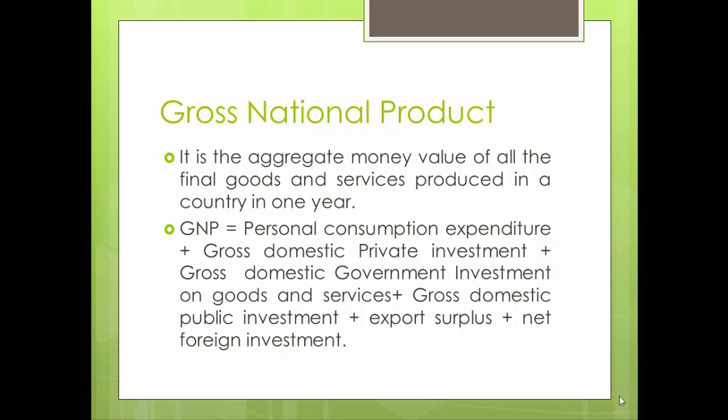In order to calculate the money value of goods, only final goods are taken into account. For example, shoes, wheat, rice, etc. As for services, for example, doctor, teacher, engineer, etc., they are always performed in their final form. Thus, their money value is straightaway added with the money value of final goods in measurement of GNP. Thus, the aggregate money value of all the final goods and services added together will make GNP.